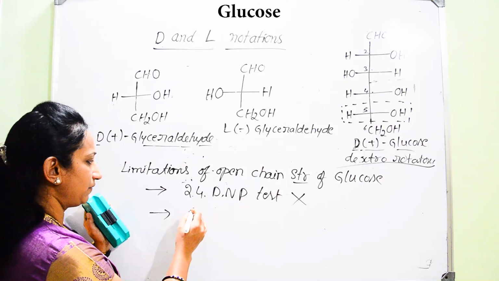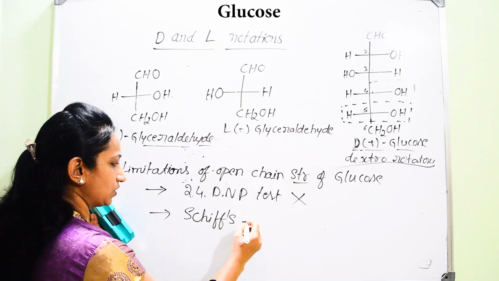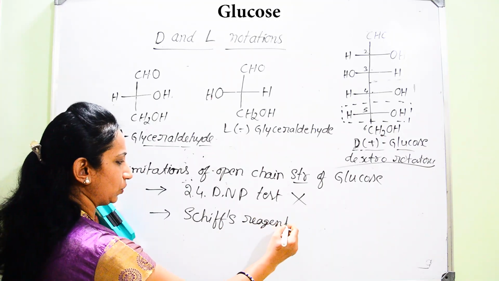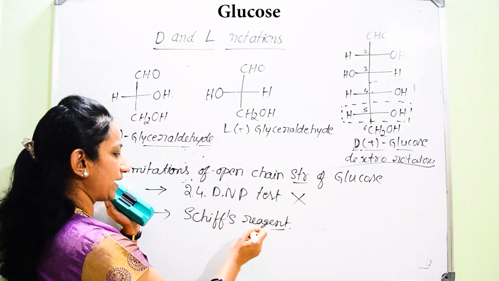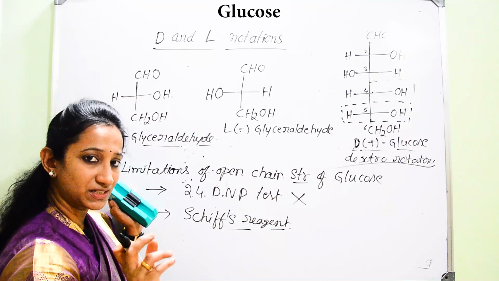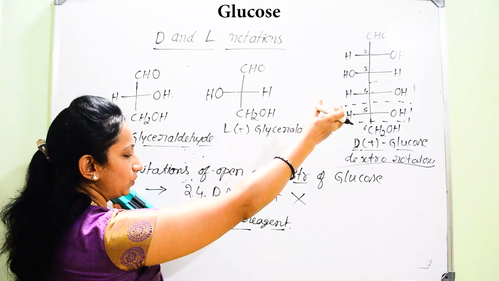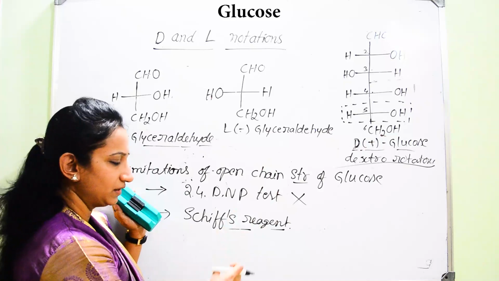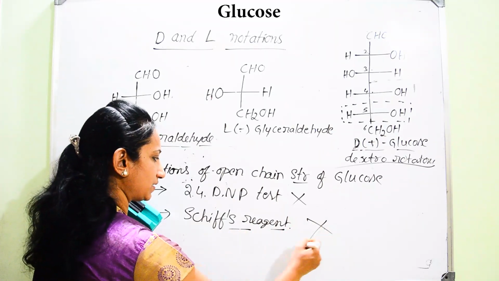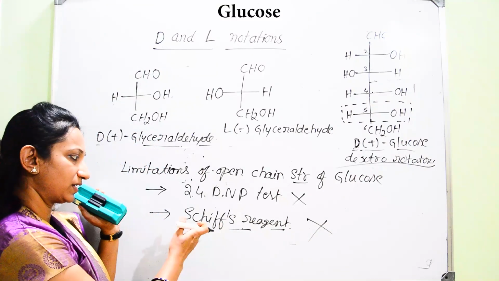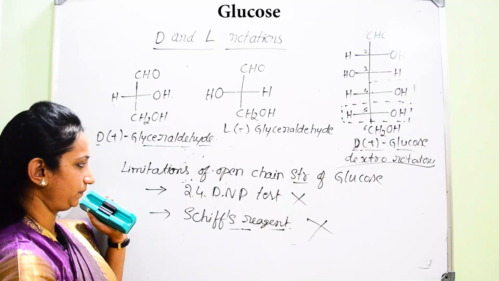And next, he will consider another reagent, Schiff's reagent. Here there will be no pink coloration when glucose is made to react with Schiff's reagent. On adding Schiff's reagent, an aldehyde should give a pink color. But when glucose is added to Schiff's reagent, there is no color formation. Hence it is not answering the Schiff's reagent test.